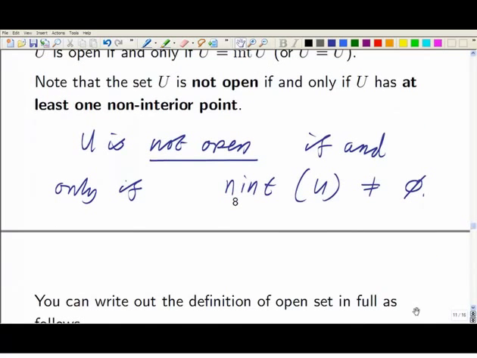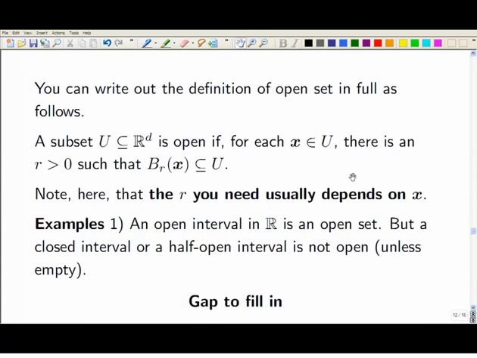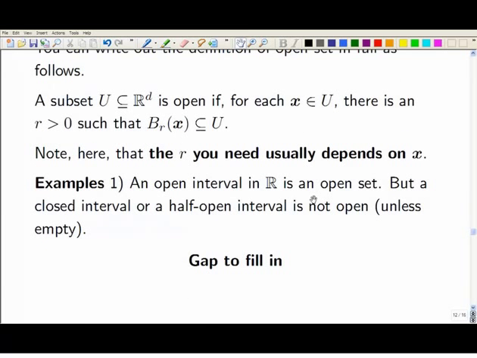So let's think about some examples. First of all, here's a full definition with an R in it. This is the standard definition of open that you'll meet in many of the textbooks. So a subset U of R to the D is open. That means that for every x in U, there is an R greater than naught, so that the open ball centered on x is contained in U. This last bit says that x is in the interior of U.